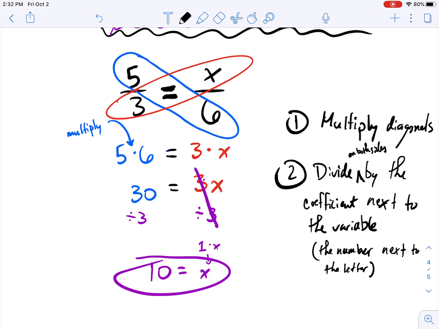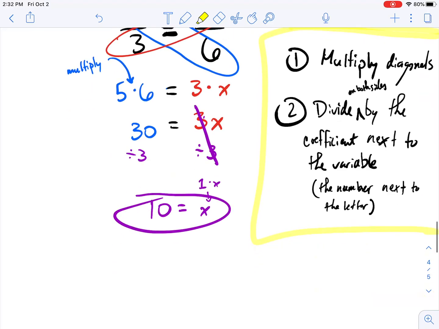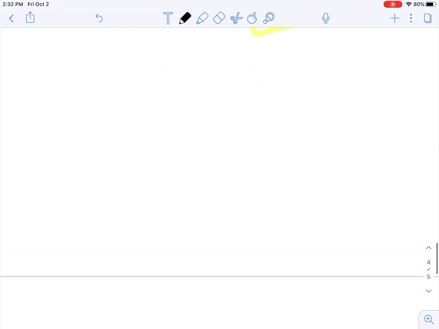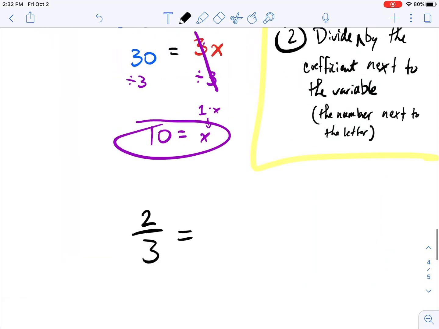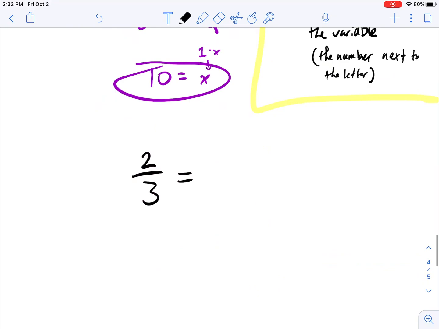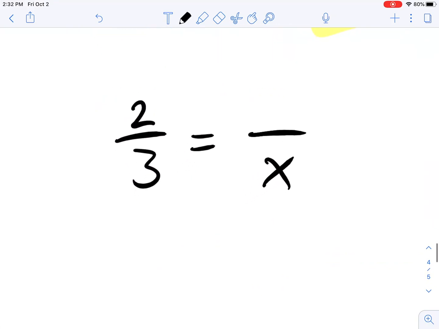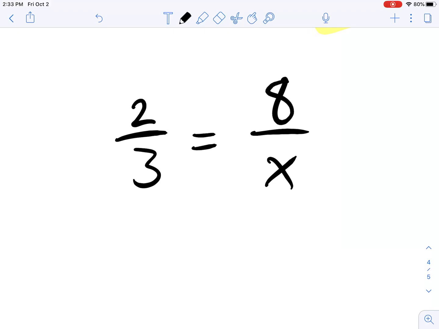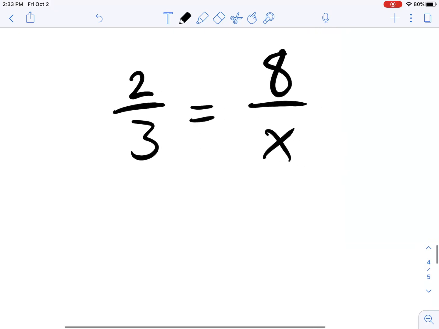So let's do another example. If you need more time to write this down, you can pause this video and you can rewind if you need to, but I'm going to move on, okay? So let's take another example. Let's take 2/3 equals, let's see, was x on bottom last time? It was on top, okay. So 2/3 equals 8 over x, okay? 2/3 equals 8 over x.